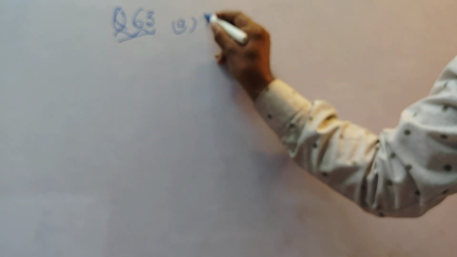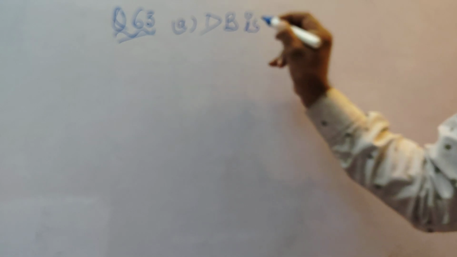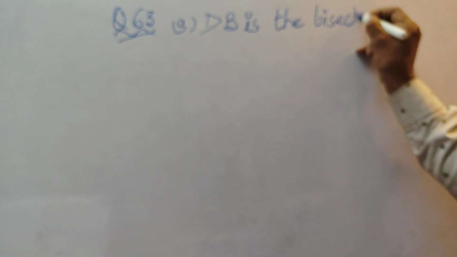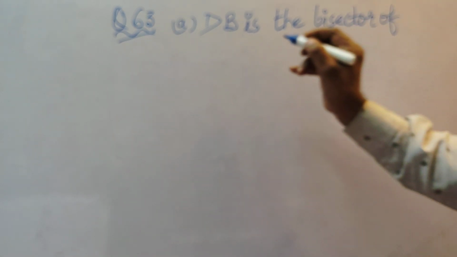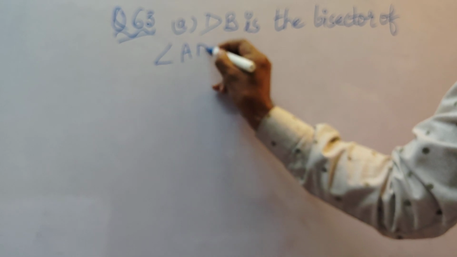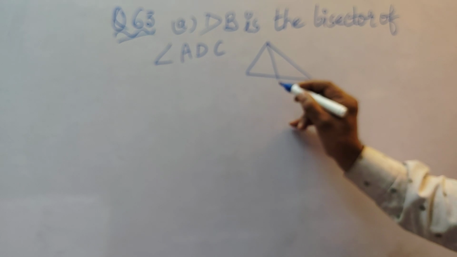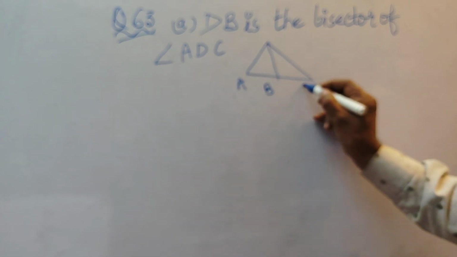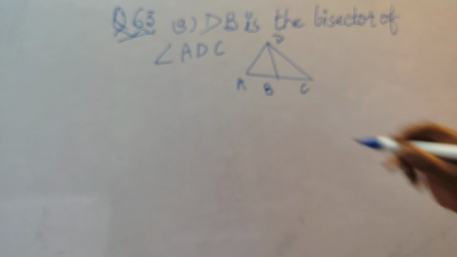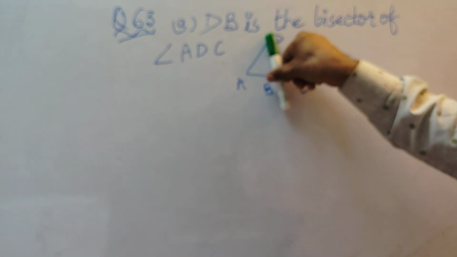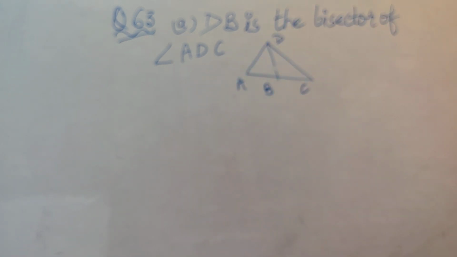So A part is: DB is the bisector of angle ADC. Here is the triangle given, ABC, and D points are given. So the question is saying DB, so DB is here. This is the bisector of angle ADC. What conclusion can be drawn from each part?